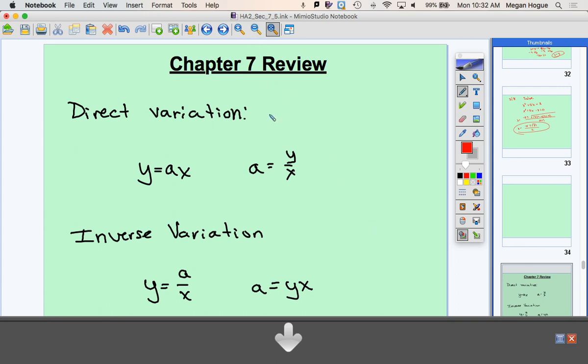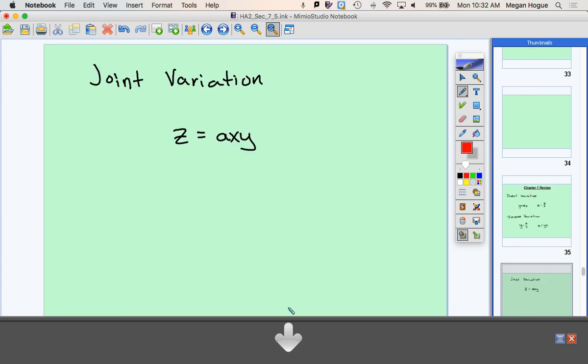There was a third one. z equals... Is it joint? z equals axy. Yes, so z equals axy, and that is joint. So joint variation, z equals axy. And I didn't really put the a one down there just because I memorized it that way.